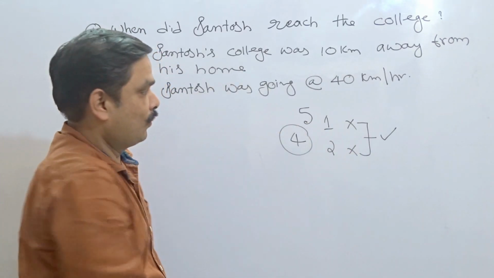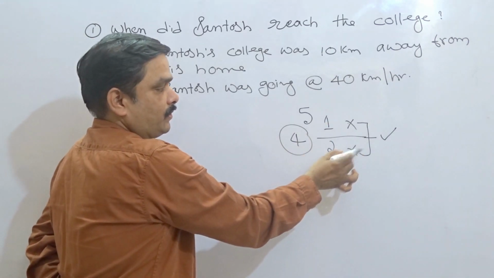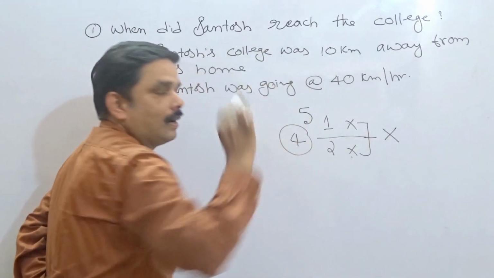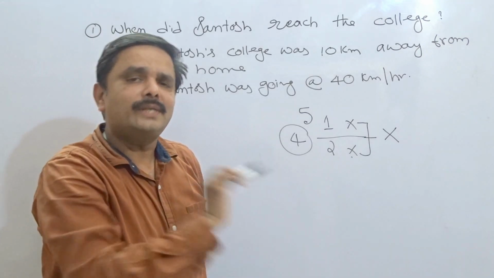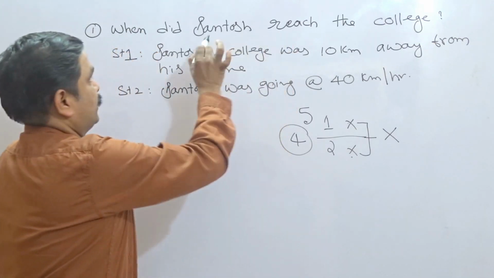What is option number 4? 1 alone is not sufficient. Independently, 2 alone is not sufficient. Even after combining these two, I am not able to answer the question. That is option number 4. What is the mistake? What is the trick in this one? First, read the question properly.